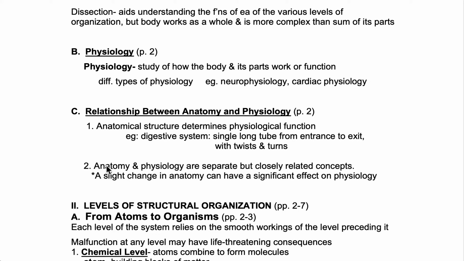And then secondly, anatomy and physiology are very important. They're separate, but they're very related, because if you change slightly the anatomy, you put a blockage in a blood vessel, you decrease the ability of a neuron to release a neurotransmitter to talk to the next neuron. It will have a significant effect on the function or physiology. So even a small change in anatomy has a huge cascading effect on the physiology of that body or system. So those are the two statements that I'll expect to be written down for this short essay on your quiz.